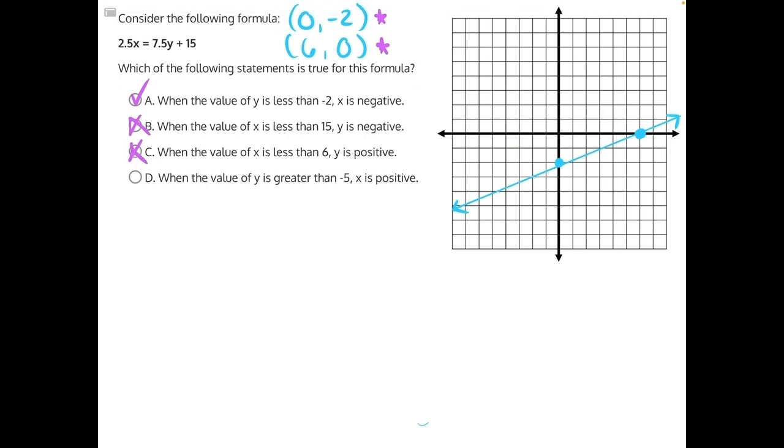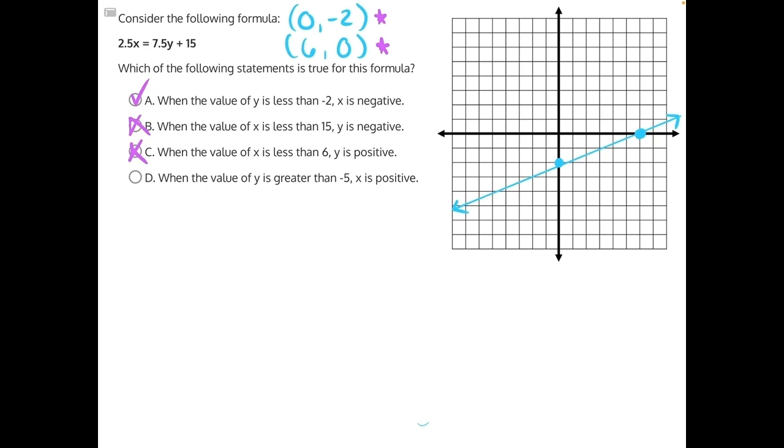And for D, when the value of y is greater than negative 5, which would be 3, 4, 5 down here, then x is positive. So greater than negative 5 would be starting from about here. We would be going greater than, and all of these x values so far are negative. They're on the other side of, or on the left-hand side of, the coordinate plane. D says when the value of y is greater than negative 5, x is positive.